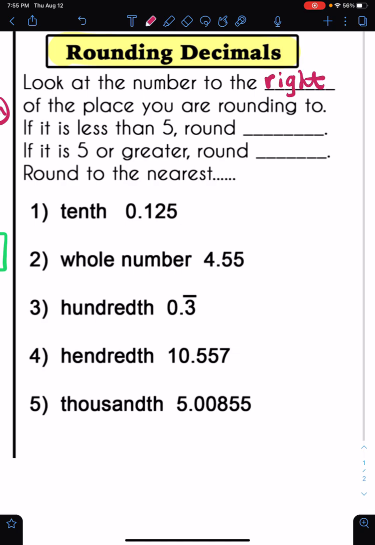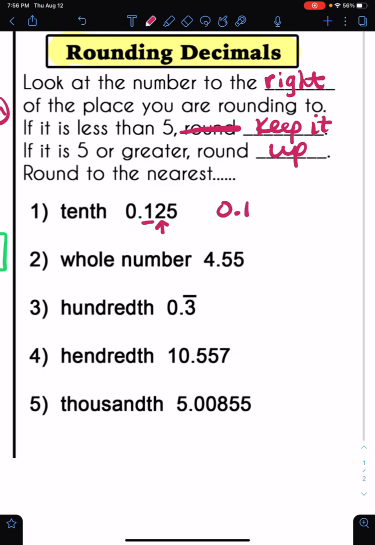If it's less than 5, we're not going to round at all. We're going to keep it. If it's 5 or greater, we're going to round up. We never round it down. All right, so if we're rounding to the 10ths place, first we have to identify which place is the 10ths. Here's the 10ths. So one place to the right is the hundredths. Since that number is less than 5, we're going to keep the 10ths place, that's what we're rounding to, at 1. And then we drop everything after it.